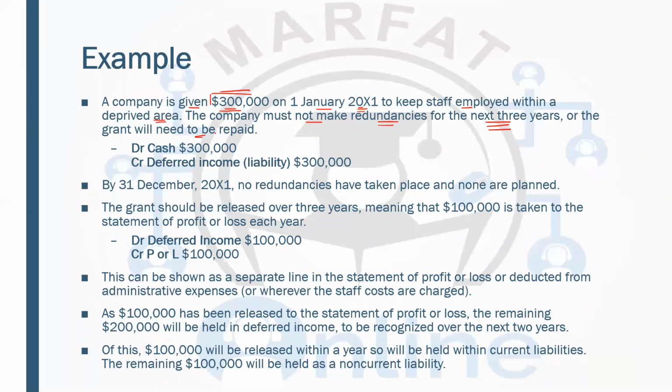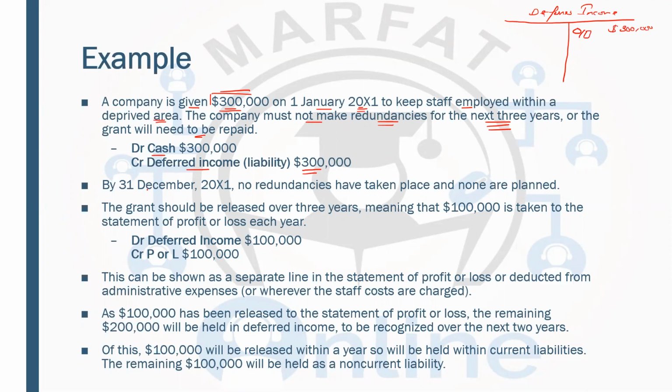The government says that if you make any of them redundant, you have to return the grant. The government can say this because they are in an authoritative position. Now, how do we initially record the grant? We debit the cash and credit the deferred income, which is the liability. So you make a deferred income account, and the opening balance is recorded on the credit side as a liability of 300,000.